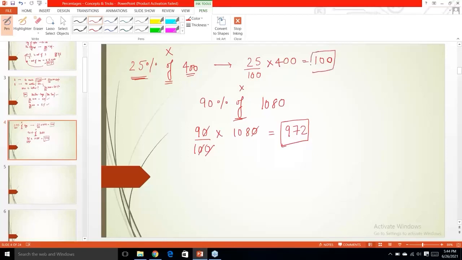So this is another thing that you need to know before you delve into percentages.